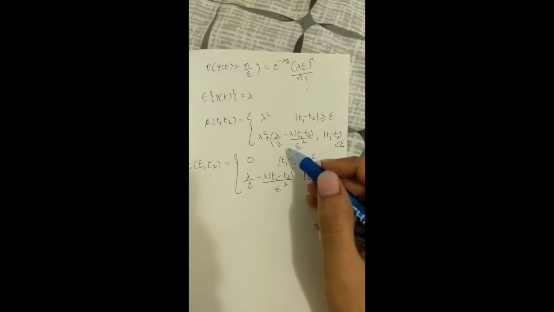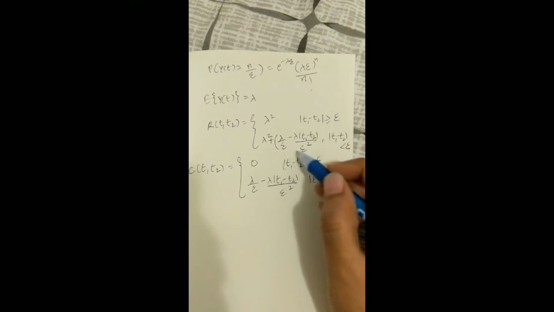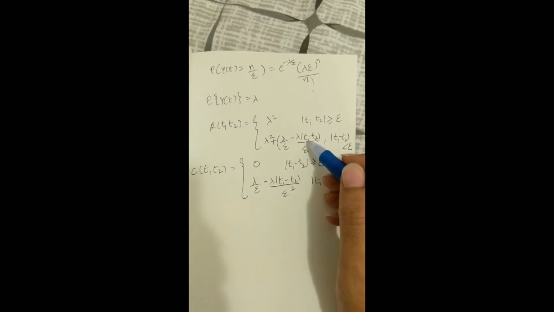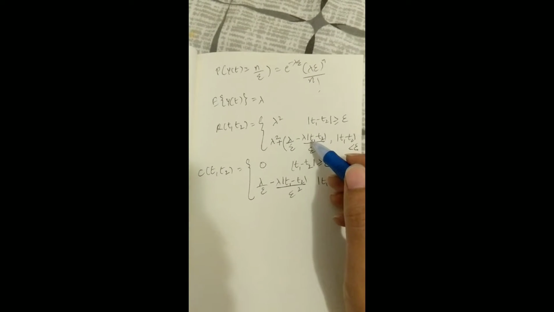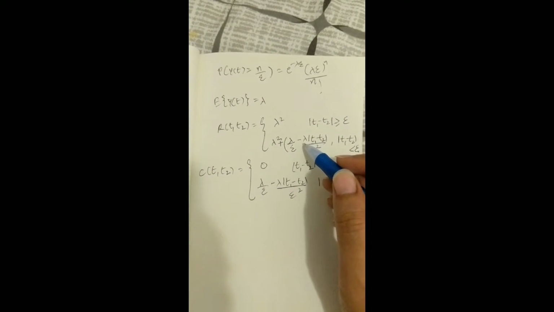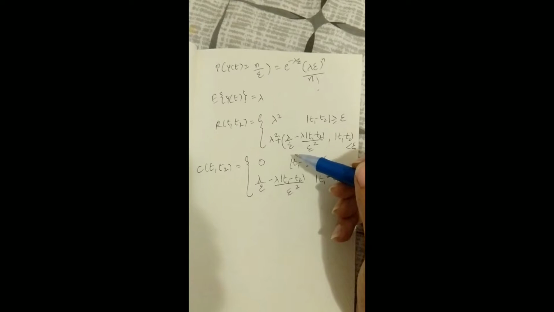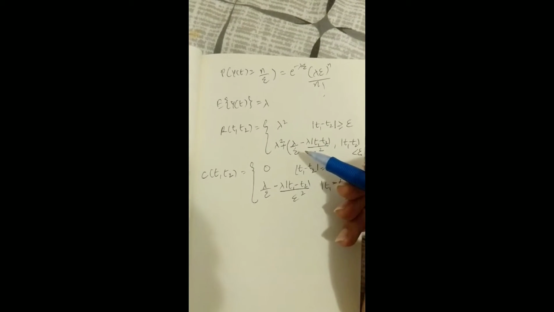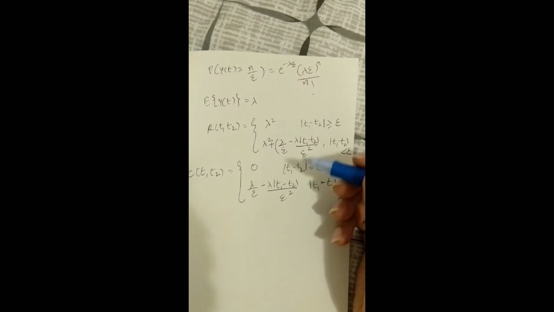Also note that this expression right here is basically a triangle with area lambda, and it's independent of e. But if e goes to 0, then the triangle pretty much becomes an impulse with an area of lambda.